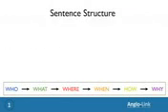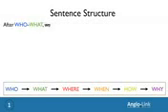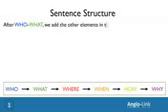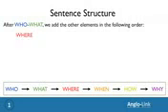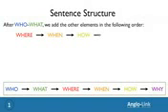Now, once you have your basic structure with who and what, you can add the other elements in the following order: where, when, how, and why. Now, not every sentence will have all these four elements. There will be a selection of them in each sentence. Let's look at some examples.